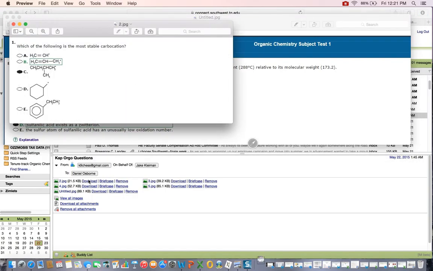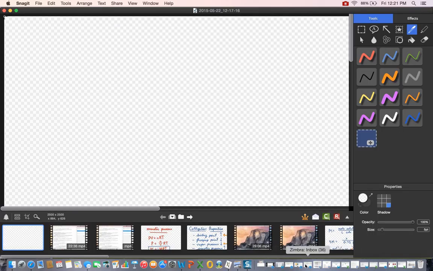So moving along to the next question. Which of the following is the most stable carbocation? So let's actually go to the easel and review a bit about carbocations. There are two stabilizing forces in carbocations. One of these stabilizing forces is going to be the inductive effect. And the other stabilizing force is going to be the resonance effect.